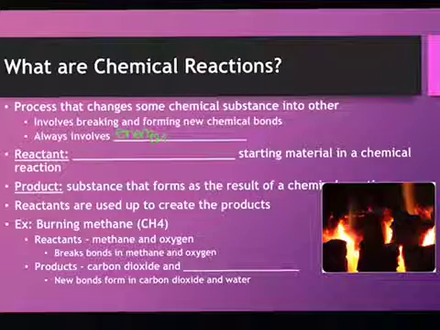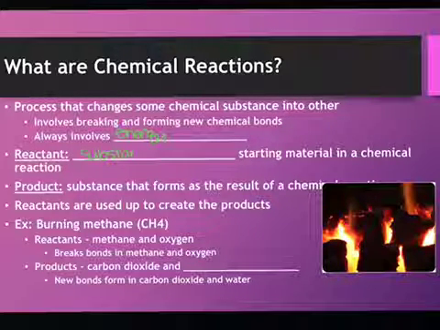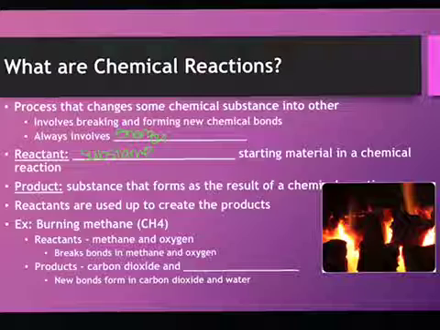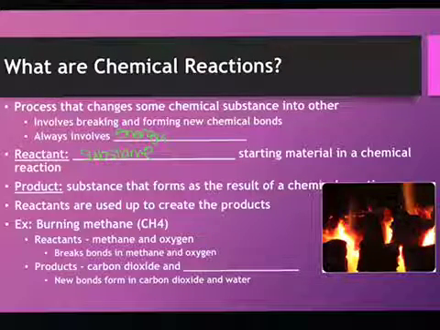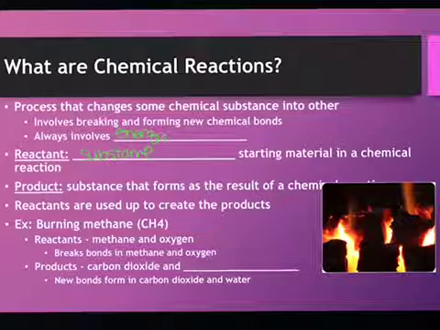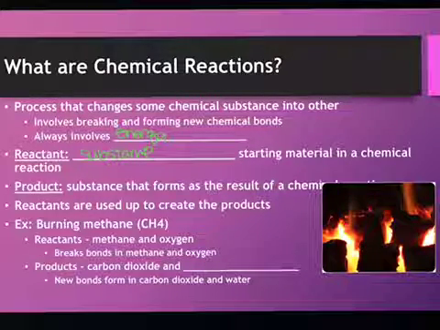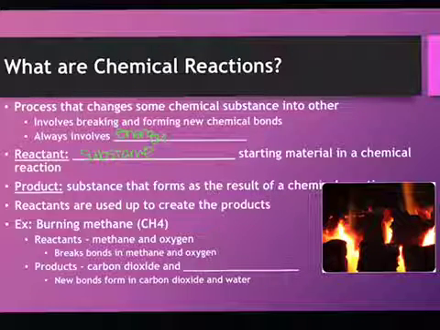Reactions start with a reactant. These are the substances that start a chemical reaction. And then they end with a product. These are the substances that form as a result of a chemical reaction. During a chemical reaction, the reactants are used up in the creation of these products.